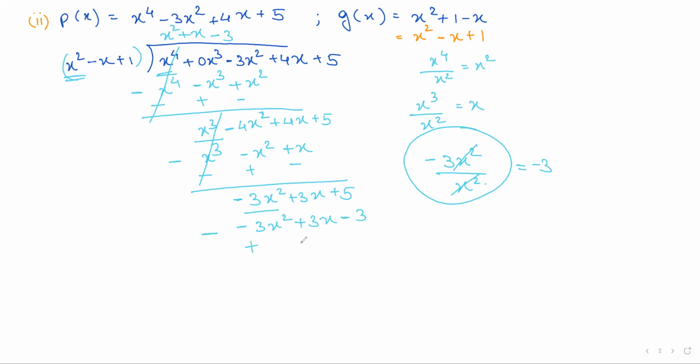You'll change the signs: plus, minus, plus. Minus 3x square plus 3x square, inverted signs, cancelled. Plus 3x minus 3x cancelled. Plus 5 plus 3, addition is 8. When the signs are changed, the earlier signs are to be discarded. They are not to be considered. Only the new signs are to be considered. So your quotient is this, and this is your remainder. Q of x is equal to x squared plus x minus 3, and R of x is equal to 8.